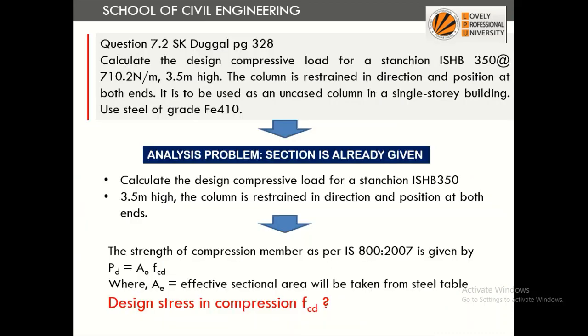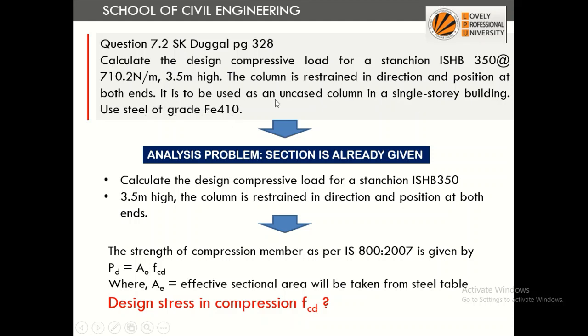So this is our first question. This is question number 7.2 from SK Duggal: calculate the design compressive load for a stanchion. Stanchion is nothing but a column only. In UK people use this term. So ISHB 350 is the section. It is 3.5 meter high and the column is restrained in direction and position at both the ends. It is used as an uncased column in a single story building.